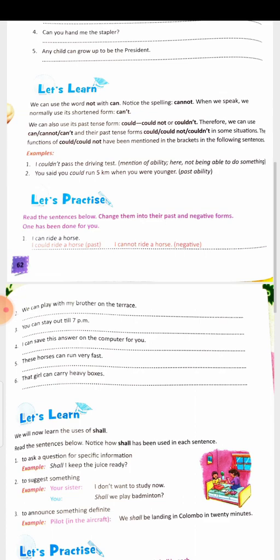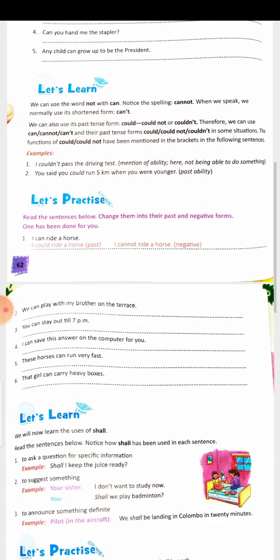I can ride a horse. I could ride a horse. That is in past form. I cannot ride a horse. Negative form. We can play with my brother on the terrace. This is a question. We could play with my brother on the terrace. That is past form. And the negative form will be, we cannot play with my brother on the terrace.